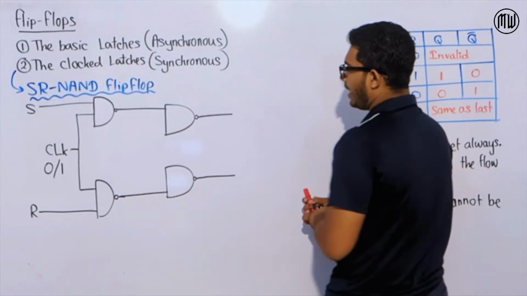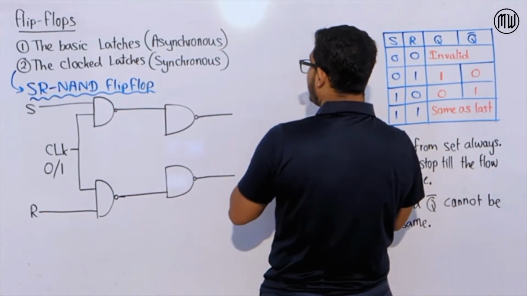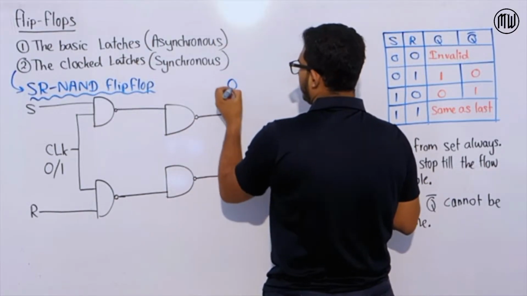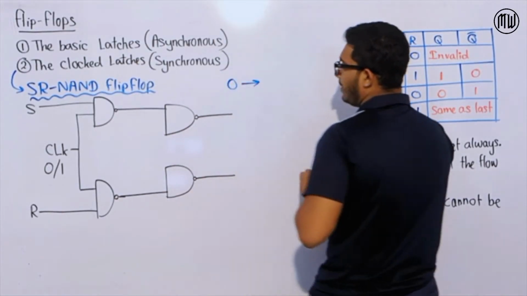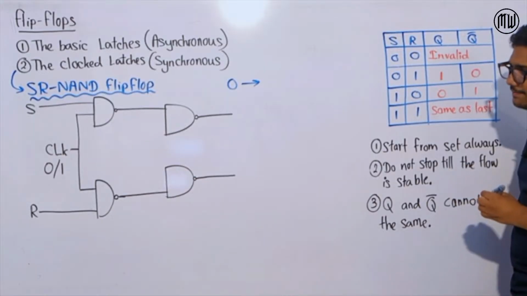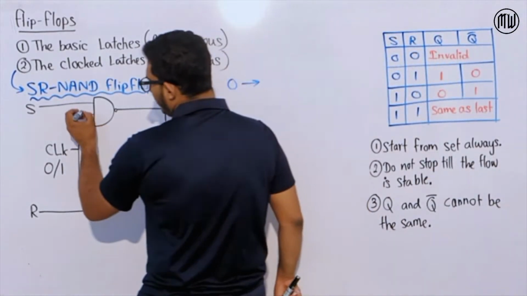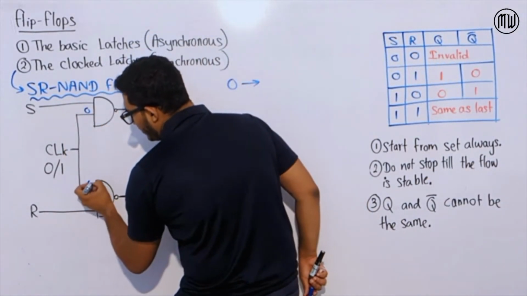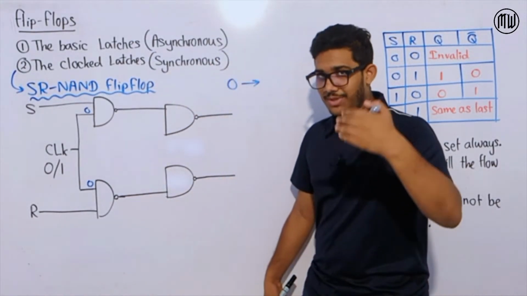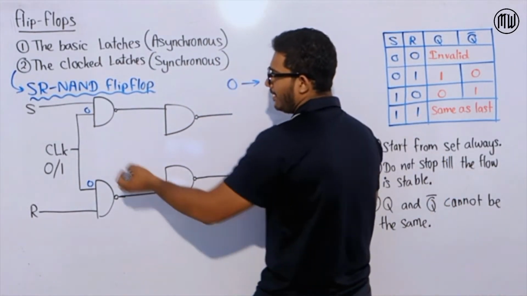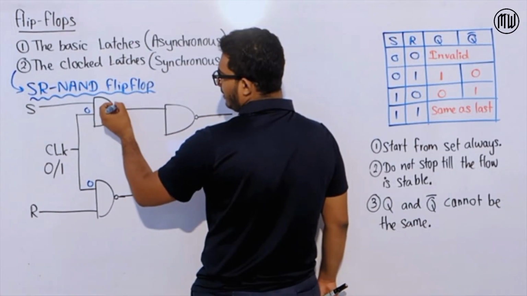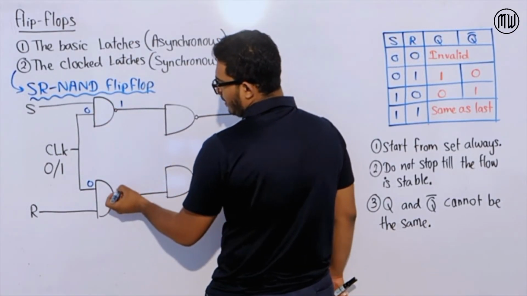So let's start with what happens when the clock goes to 0. When the clock goes to 0, this will be 0 and this will be 0. As we know, 0 here gives 1 here and 1 here.